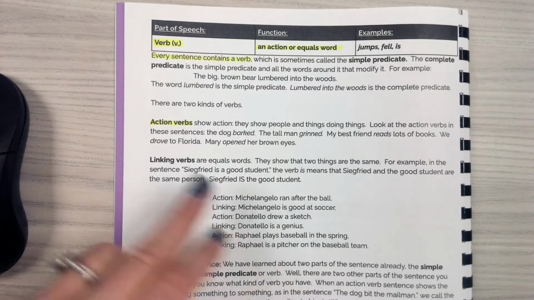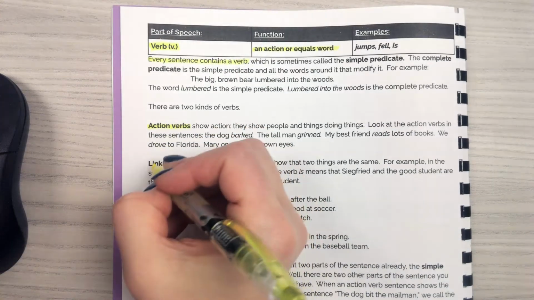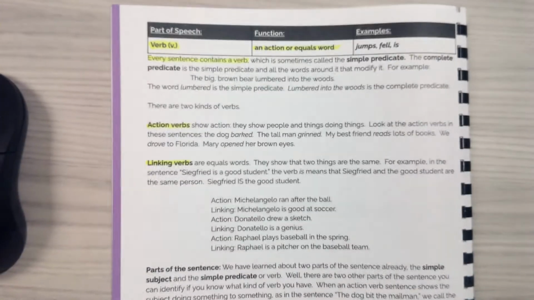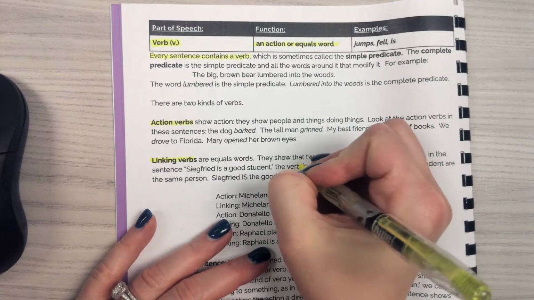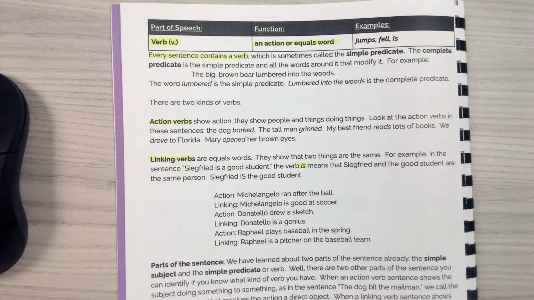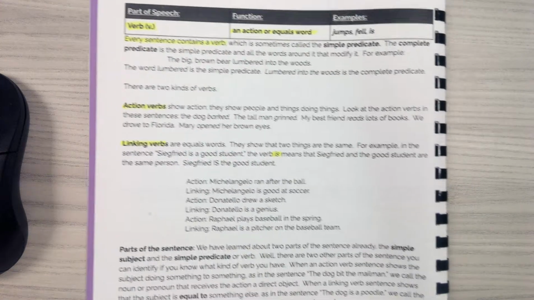There's another kind of verb called a linking verb. Linking verbs are equals words. They show that two things are the same. And for this, we're really just looking for the word is, because is a verb. It's a linking verb. So let's look at these examples.